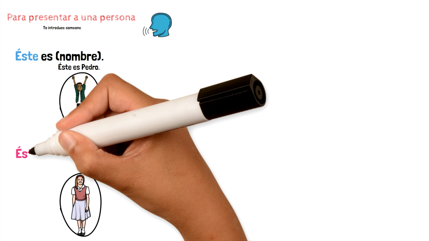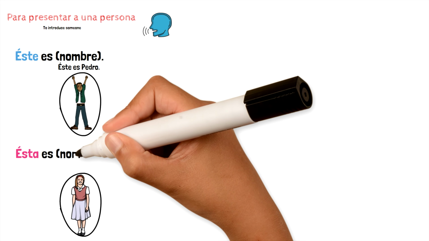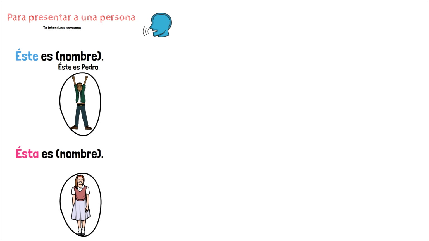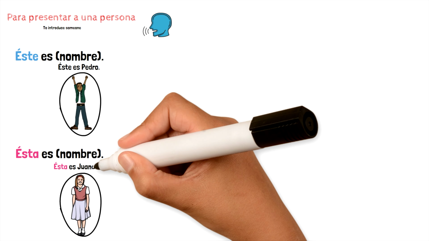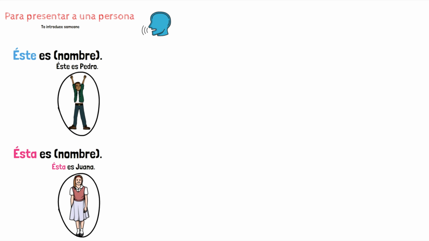Now, let's focus on introducing a female. You would say, esta es nombre. And basically, esta es plus their name. For example, esta es Juana. Esta es Juana. So now you know how to say this is plus their name.